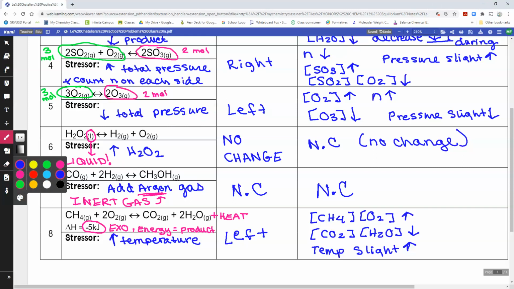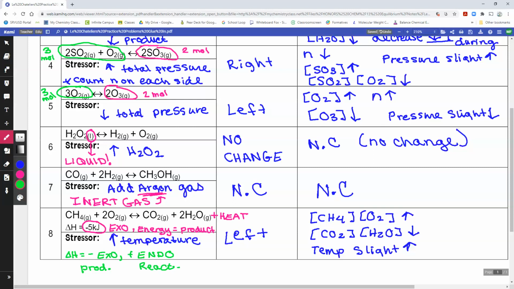I'm just going to write a little reminder down here that if delta H equals negative, it's exo. If it's positive, it's endo. This would be the product side. This would be on the reactant side. Right?